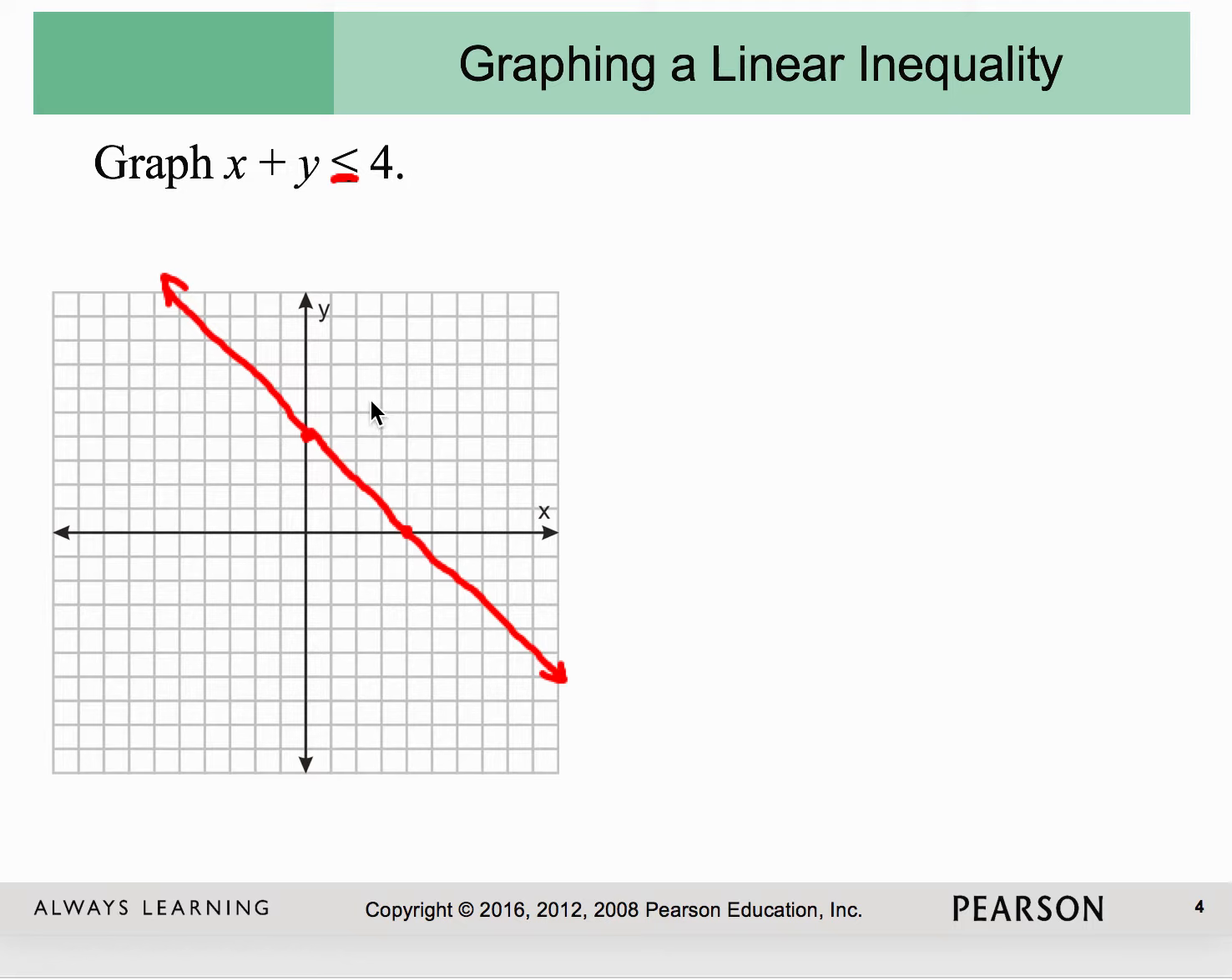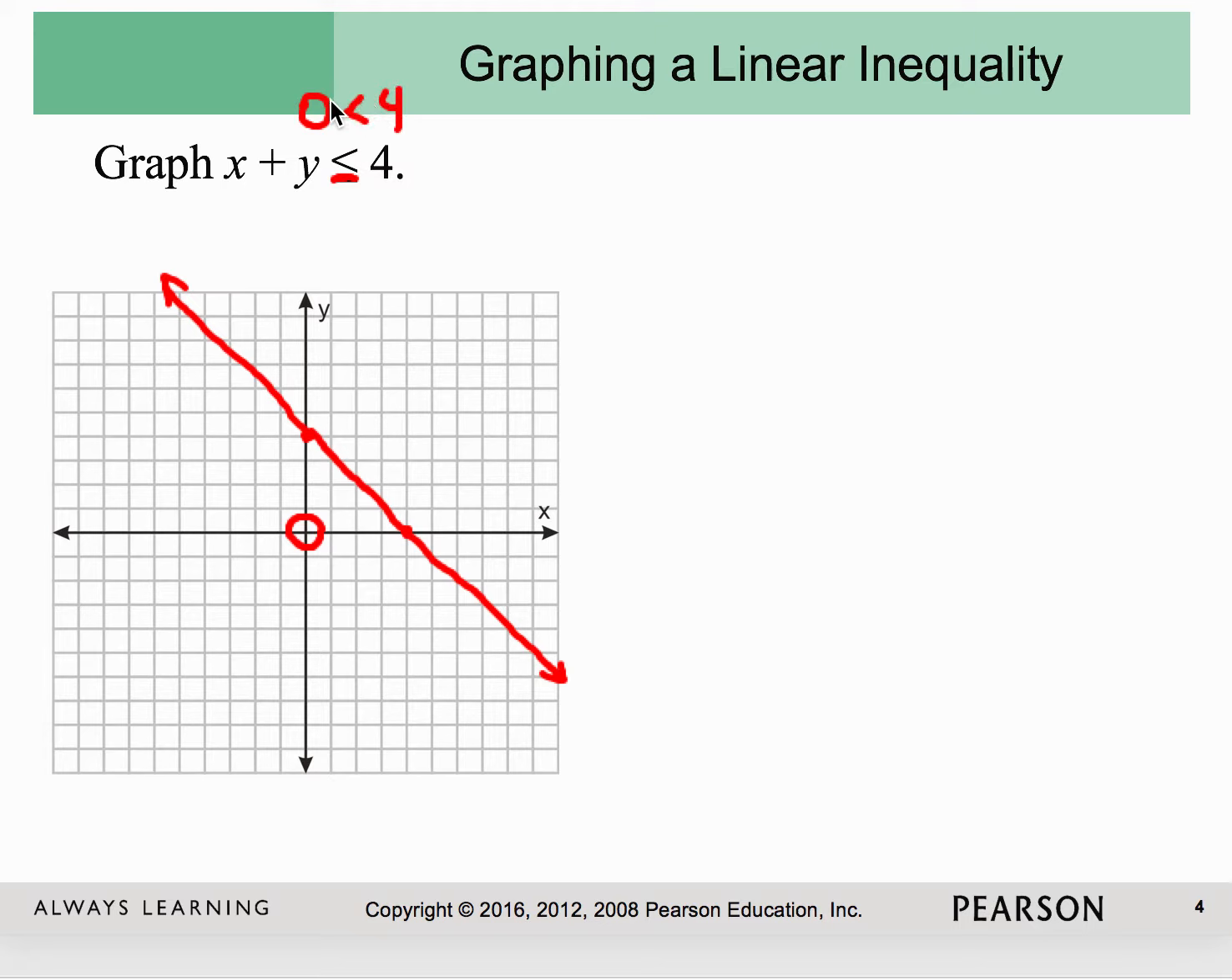Okay, but now I also have to account for the less than 4 part. So the way I'm going to do that is I'm going to choose a test point. If my line doesn't go through the origin, I'm always going to choose this test point as 0, 0, because remember how easy it is to plug 0 into things? So if this is the point 0, 0, x is 0 and y is 0, let's plug it in up here, 0 less than 4.